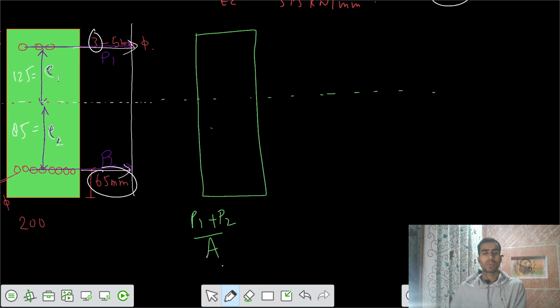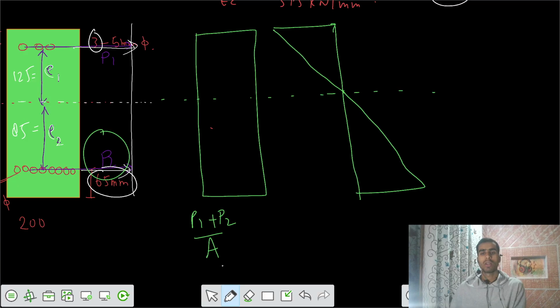And the second stress is because of the P2. Because of the P2, can you tell me top compressive, top tensile? Because of the P2, because of hogging moment, top tensile, bottom compressive. Let's have the maximum value here. I would say the maximum value is P2 E2 by Z. This is the maximum value we can have.